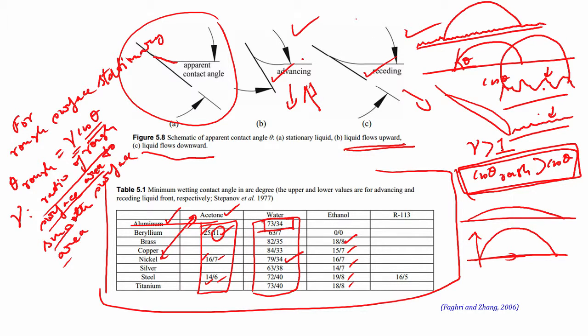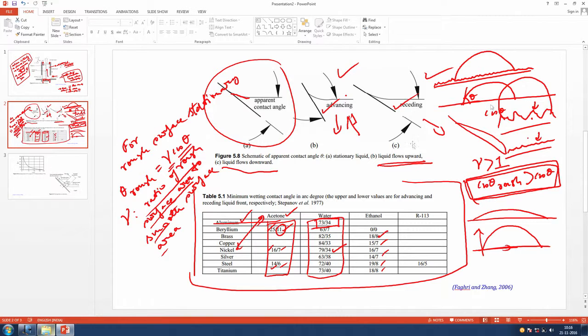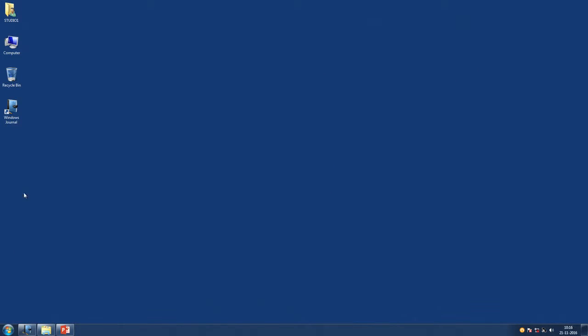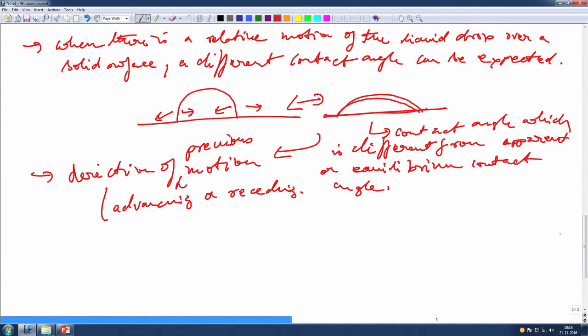So, moving on, let us look at the journal entry. Okay. So, now we know what the contact angles are.